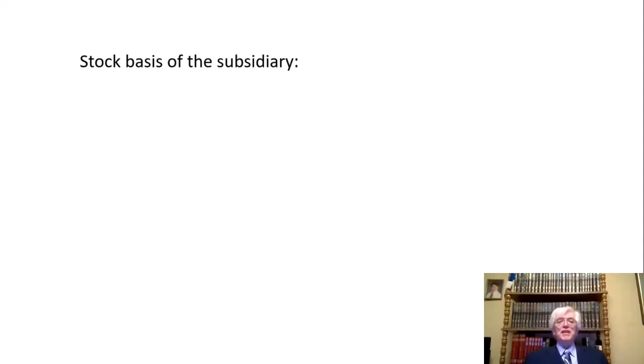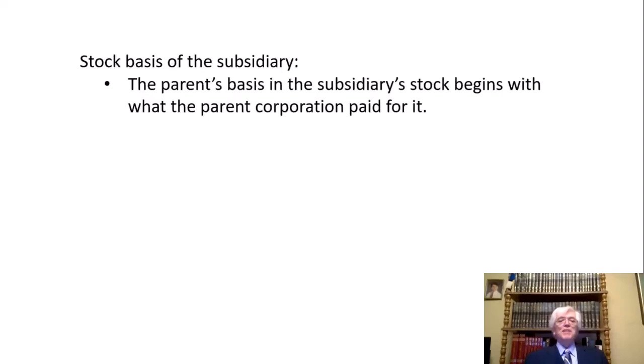Stock basis of the subsidiary. This is actually covered in the book earlier. I moved it to the end because I think it fits better after you've seen how consolidated net income and some of this other stuff is computed. Parent's basis in the subsidiary stock begins with what the parent corporation paid for it, like the basis of all assets. Start with original cost.